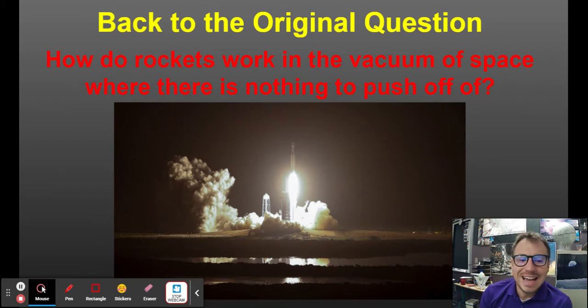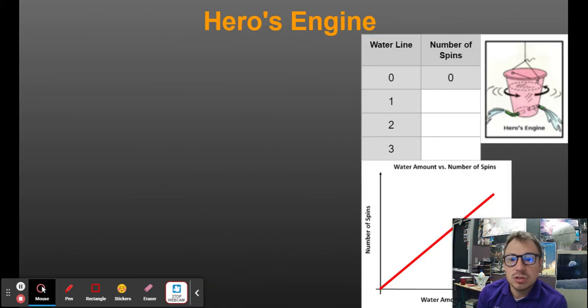All right, so now let's ask this question and answer it. How do rockets work in the vacuum of space where there's nothing to push off of? To answer that, we need to look at the Hero's engine.